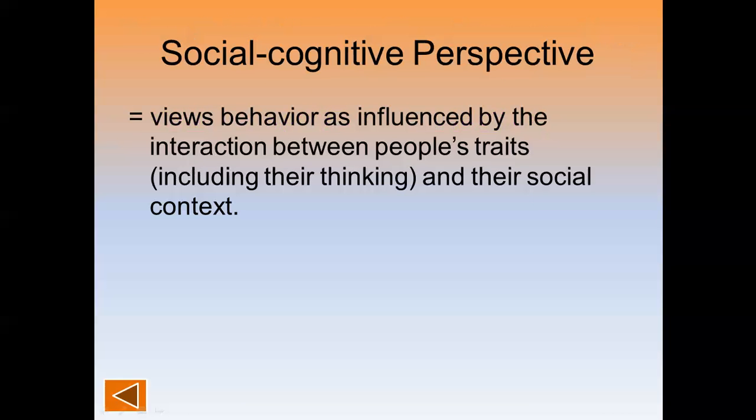Social cognitive perspective applies principles of learning, cognition, and social behavior to the understanding of personality. So what we're going to be doing is talking about the interaction between people's traits and their social context.